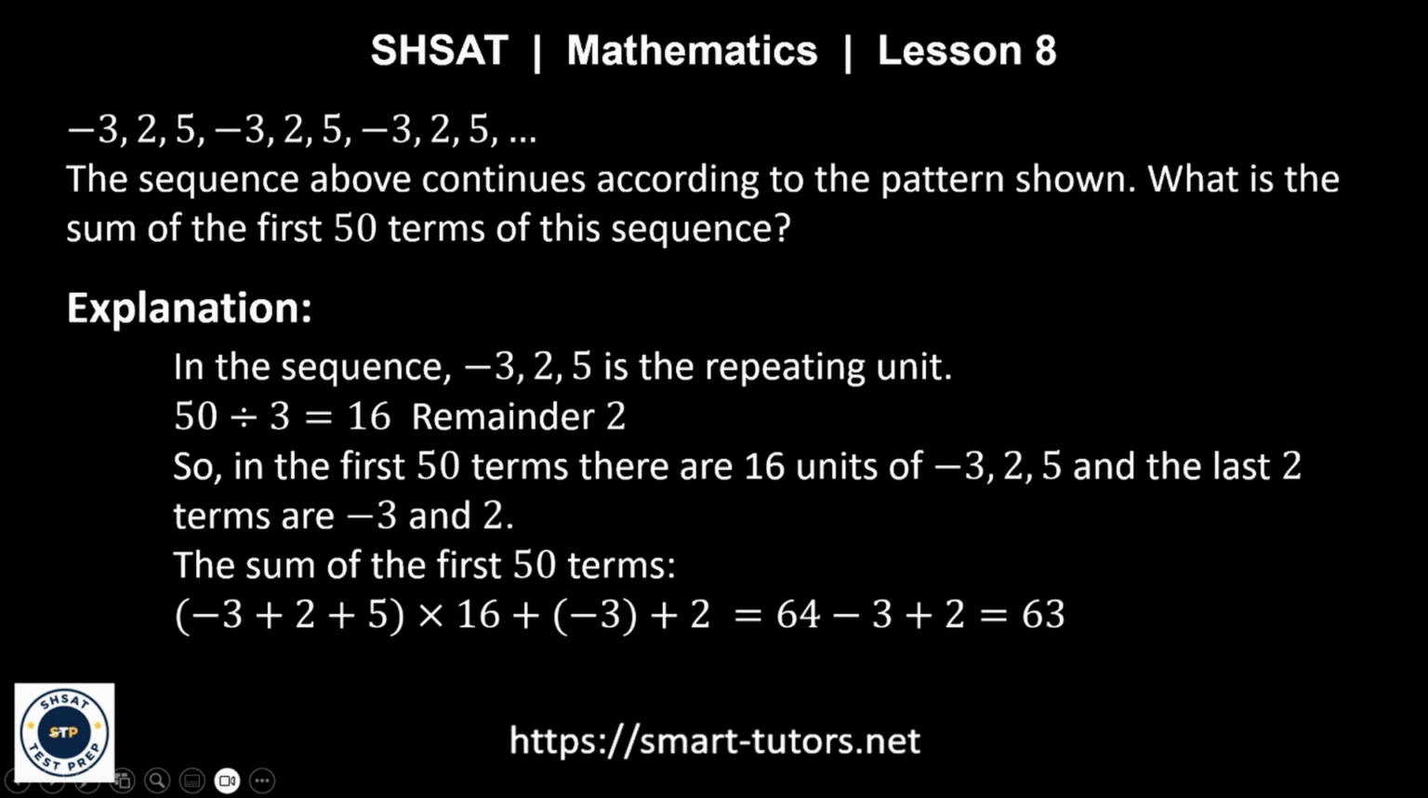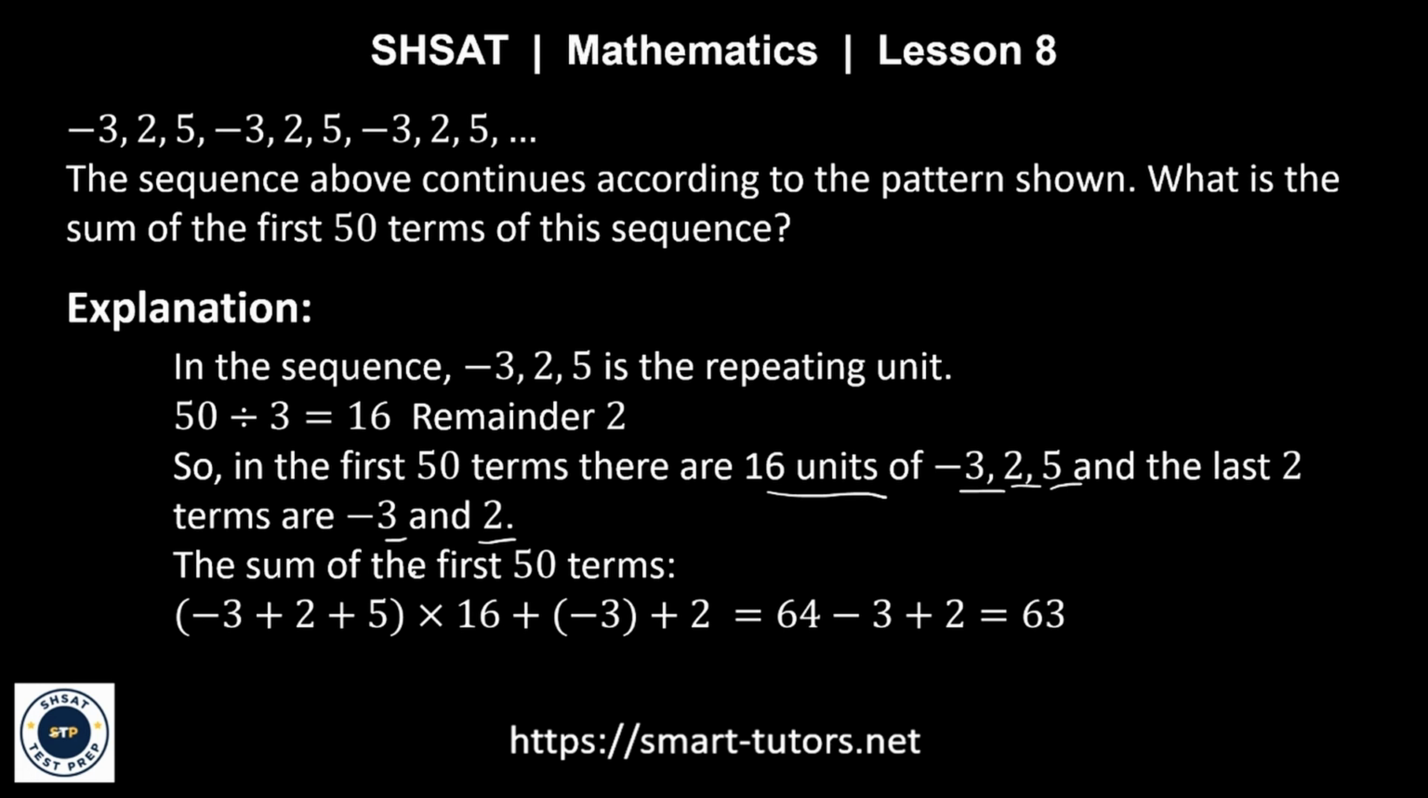The sequence above continues according to the pattern shown. What is the sum of the first 50 terms of the sequence? So in this sequence, we have -3, 2, 5 as a repeating unit. So 50 divided by 3 is 16, remainder 2. So in the first 50 terms, there are 16 units of -3, 2, 5, and the last two terms are going to be -3 and 2, because we know those are the first two terms that come in the repetition.